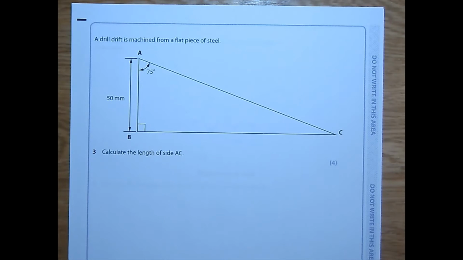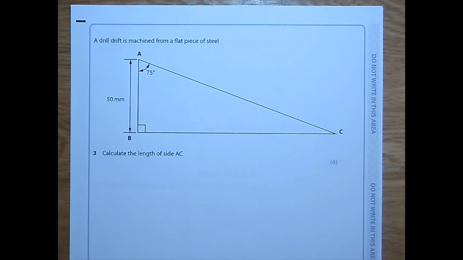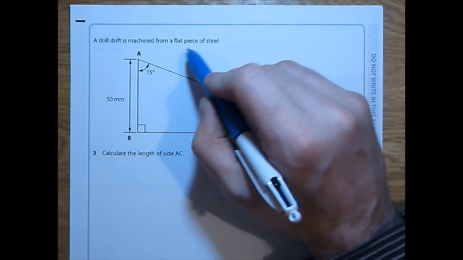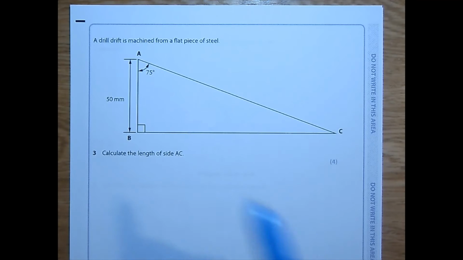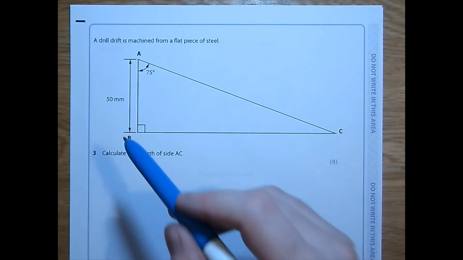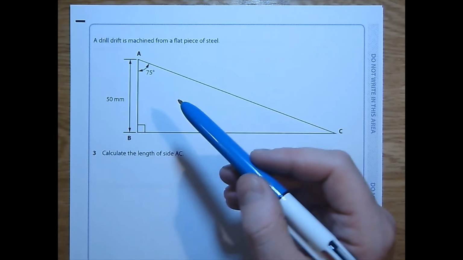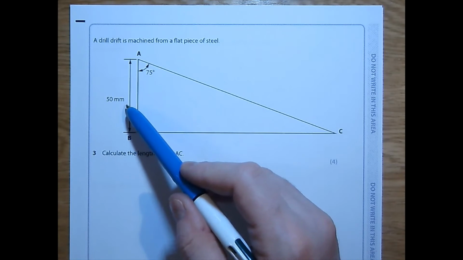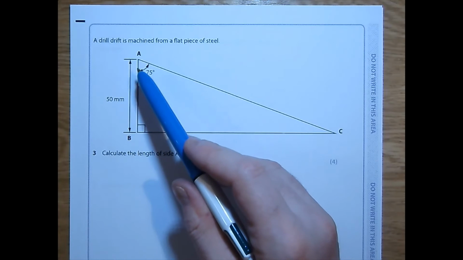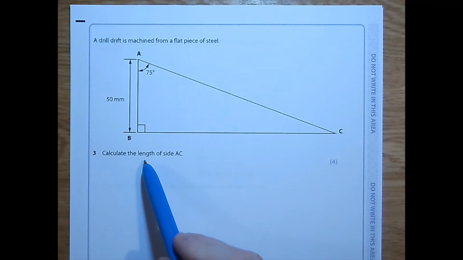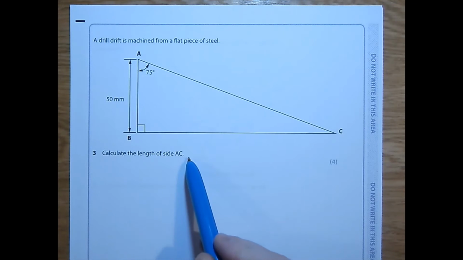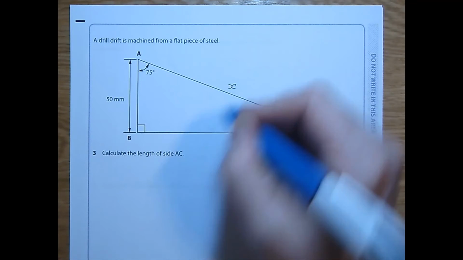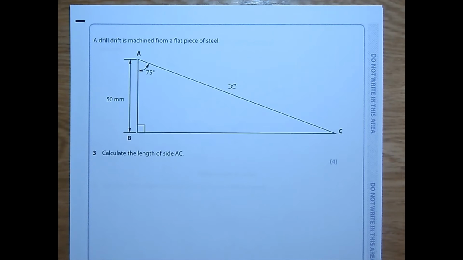Question 3. A drill drift is machined from a flat piece of steel. Here's a diagram showing that. It's a right angle triangle. I'm guessing some SOHCAHTOA is coming up. Got an angle in degrees, and there's this height here. Let's see what they want us to work out. Calculate the length of side AC. AC. So that would be this one that we're trying to find here, so I'll call it X.